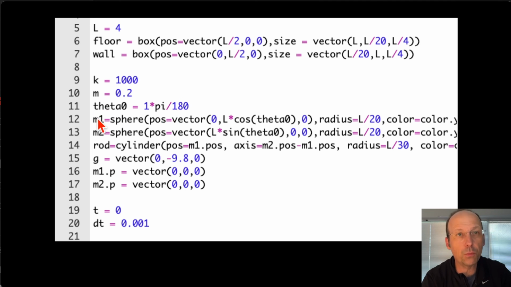Okay. So then I just make mass 1, it's a sphere. Mass 2 is a sphere. The spring connecting them, I just call it a cylinder. G, I'm using a vector G. Okay. And then the initial momentums of both the balls and the time step.